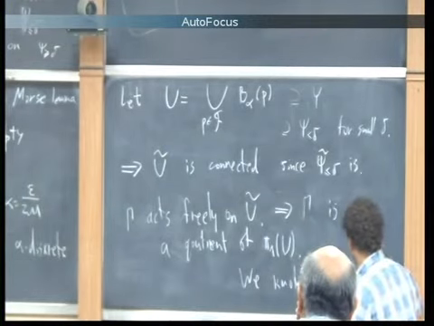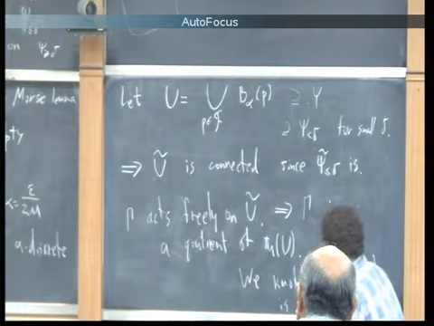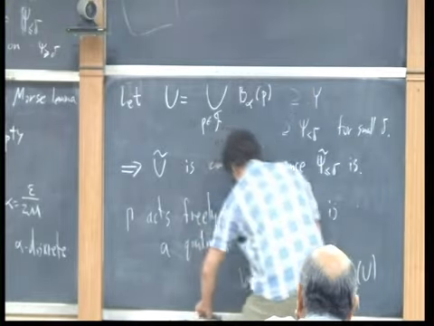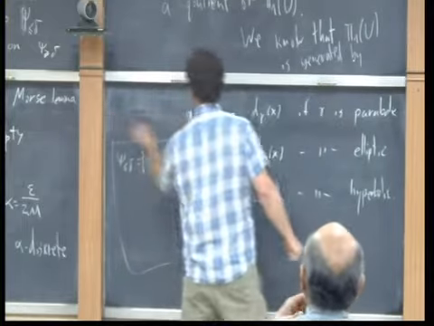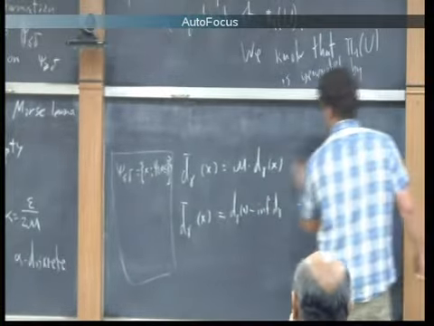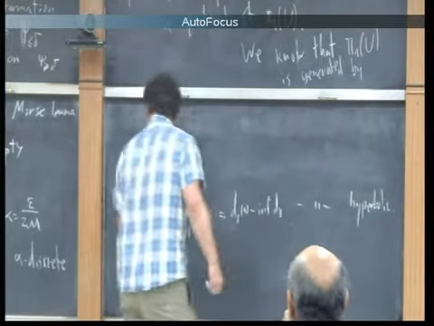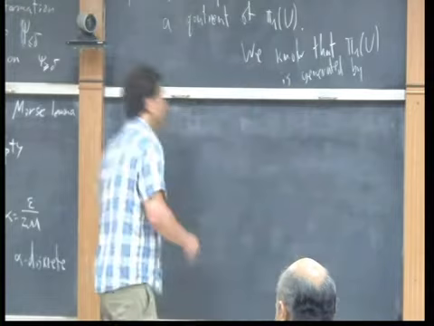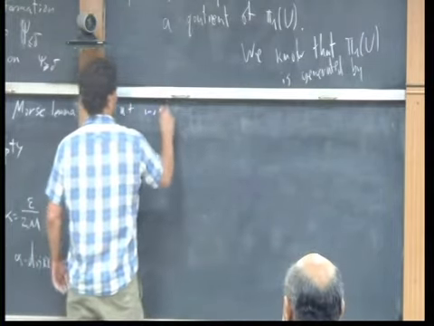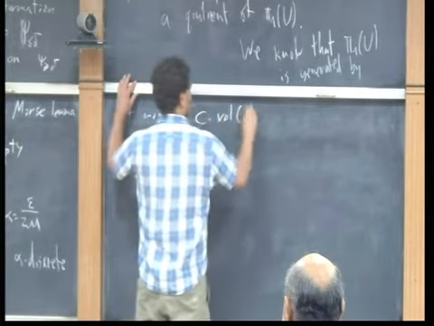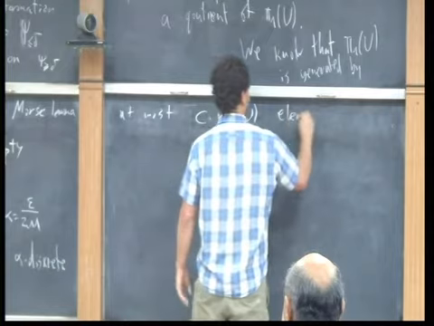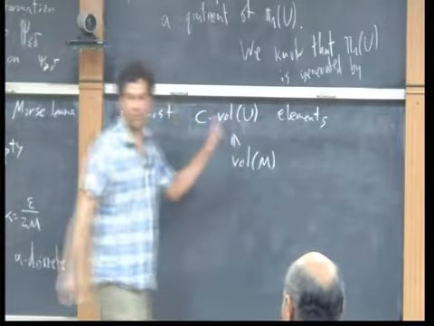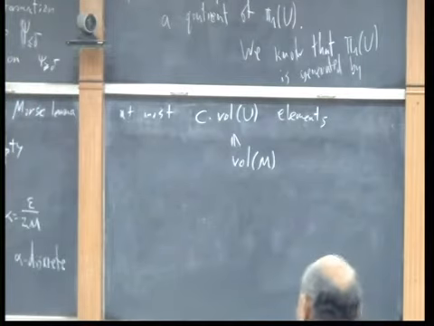We know that the fundamental group of U is generated by a small number of generators. So U, by definition, is a good cover. So for a good cover, we know to compute the fundamental group, it is generated by at most some constant times the volume of U. This is at most. So this proves the theorem, modulo the main proposition.